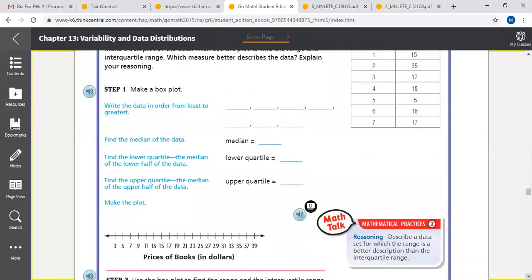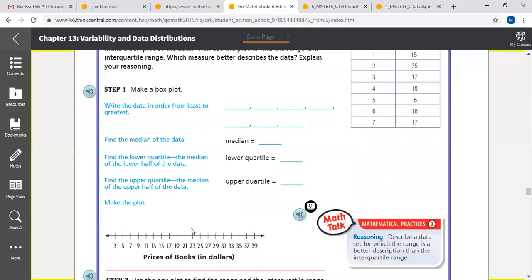Firstly, we will start with the smallest value. The smallest value here is 5, so we'll put a point above 5. And the greatest value is 35, then we'll put another point above 35. The lower quartile is 15, then we'll put a point above 15. And the upper quartile is 18, then we'll put another point above 18.